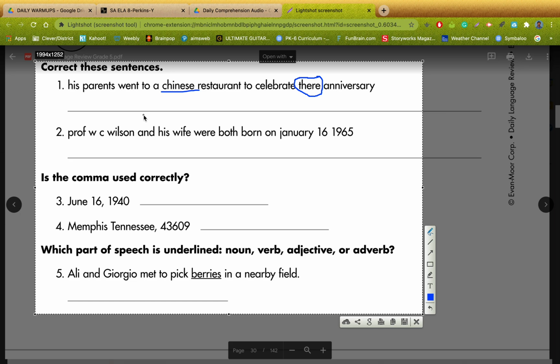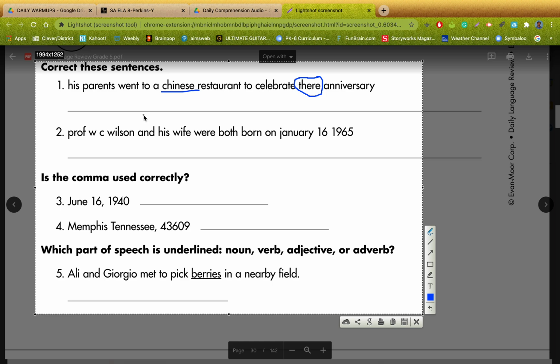This says Professor W.C. Wilson and his wife were both born on January 16th, 1965. Guys, they put a ton of abbreviations in there for us. Professor's abbreviated. His initials are abbreviated. So the name is Professor W.C. Wilson. So what do you do with words that are abbreviated? Keep that in mind. You've got to have punctuation for words that are abbreviated.